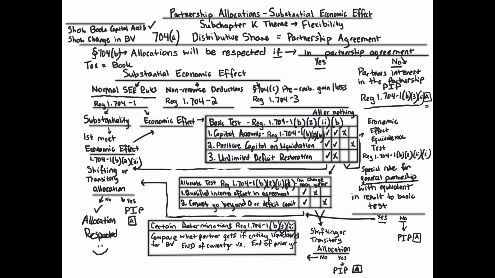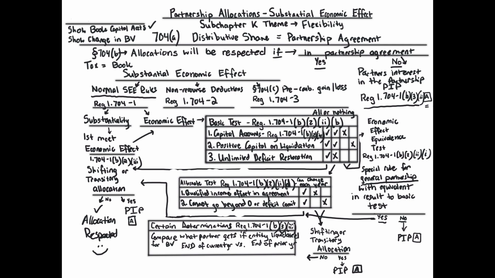So to have substantial economic effect under the normal SEE rules in Reg 1.704-1, we have to have substantiality and economic effect. We first start with economic effect. If we go through the basic tests, if we meet all three basic tests, we go on to substantiality. If we meet the first two but fail the third, we go to the alternate test. If we fail either the first or second, we go to the economic effect equivalence test.